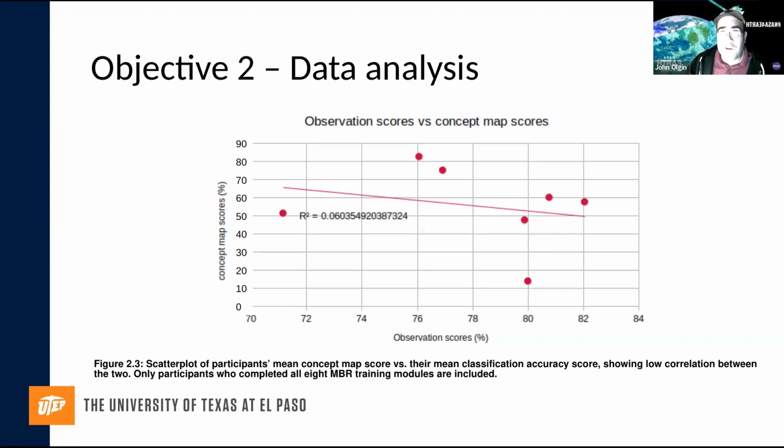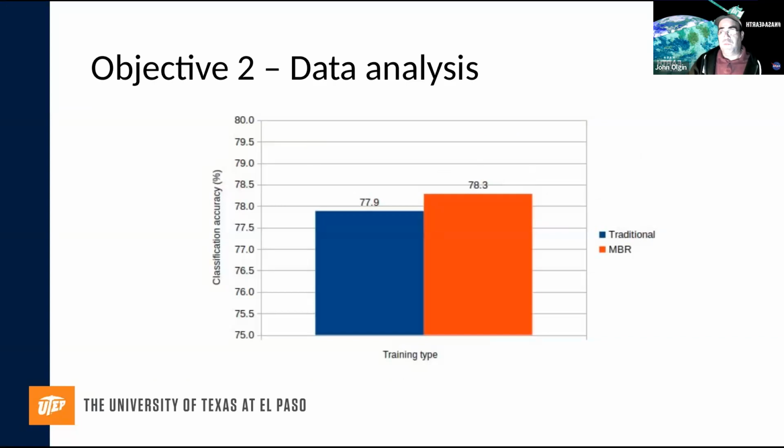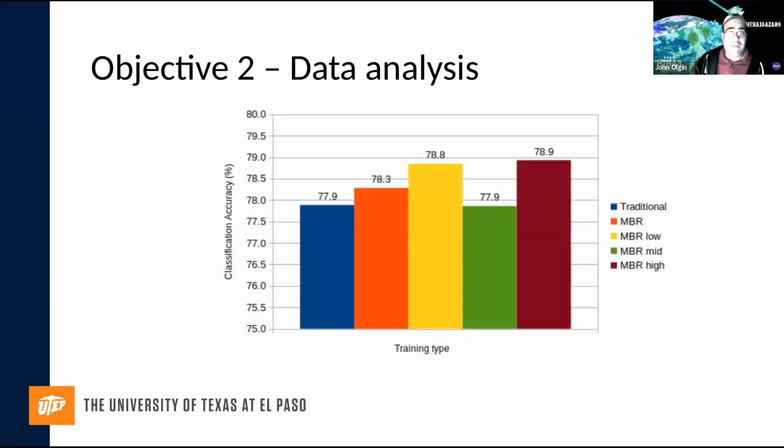Let's see if there's any improvement with model-based reasoning versus traditional. There is a slight improvement using model-based reasoning. Out of the classification accuracy, about 78.3% is what the model-based reasoning group got when they went through that specialized reasoning, versus the traditional group, which got 77.9, or basically 78, almost the same. So I mean, it's neck and neck. So we wanted to do a breakdown of that.